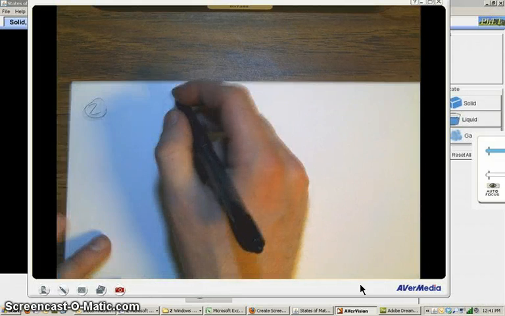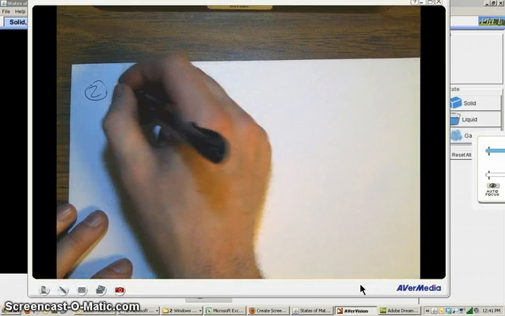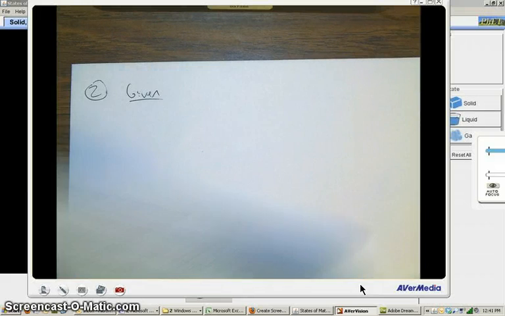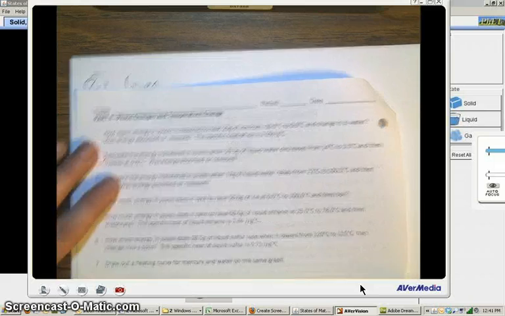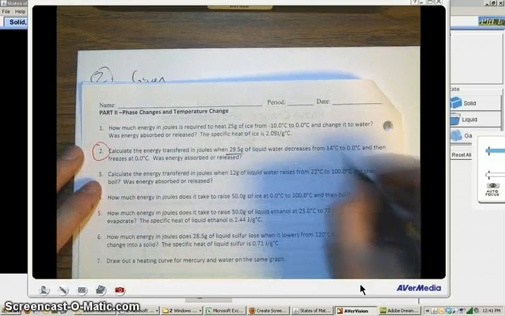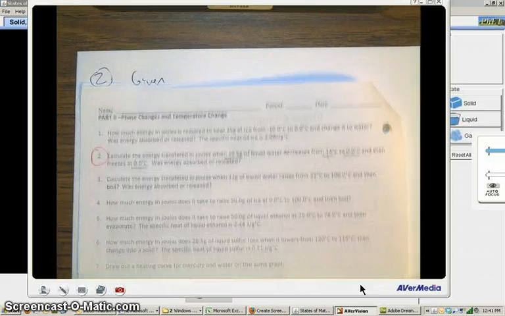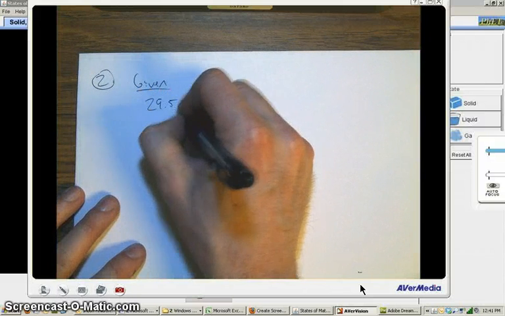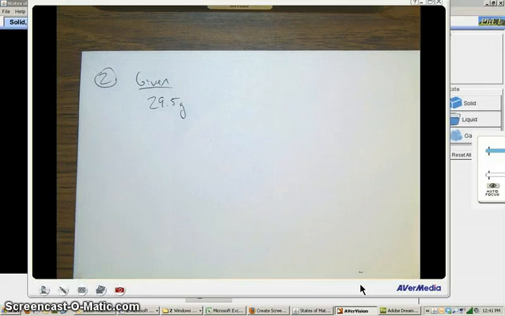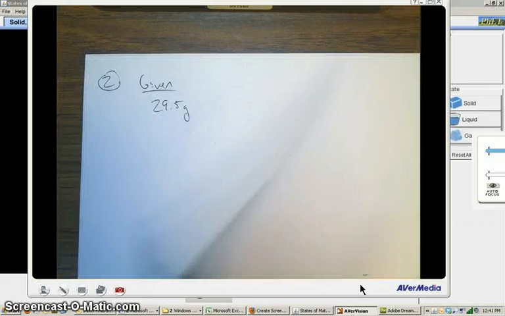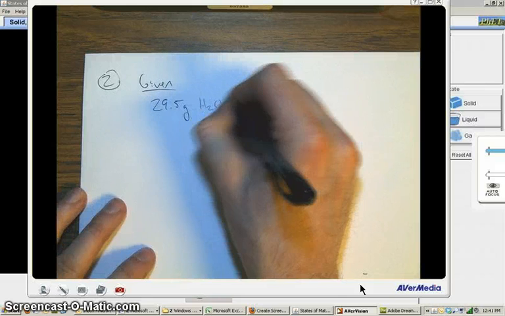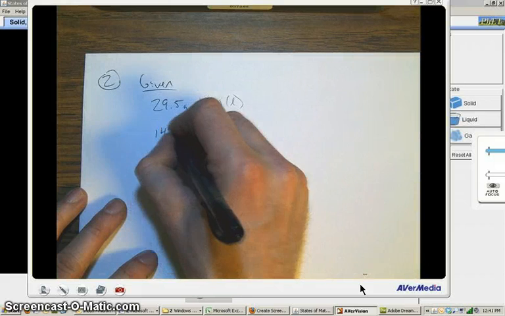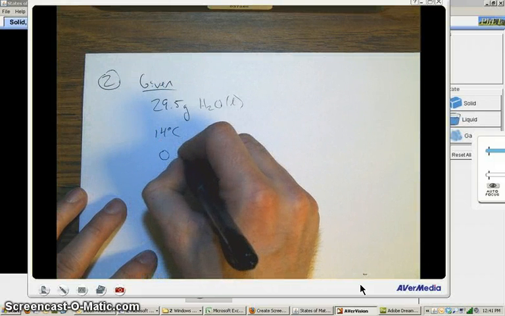So in this problem, for number 2, we are going to write out all the given information. So when I look at the question, you want to write down everything that's a number. The 29.5, the 14, the 0, and the 0, okay? So let's go ahead and just start transcribing what's in the question. 29.5 grams. It said it's liquid water. Since it's liquid water, I'm just going to write H2O(l). And then it decreases from 14 degrees Celsius to 0.0 degrees Celsius.